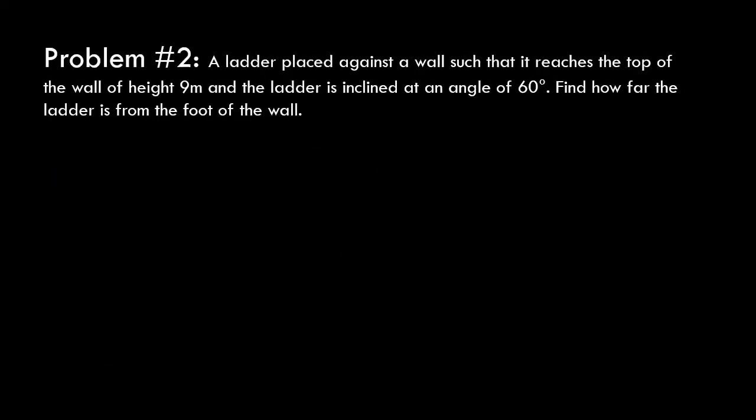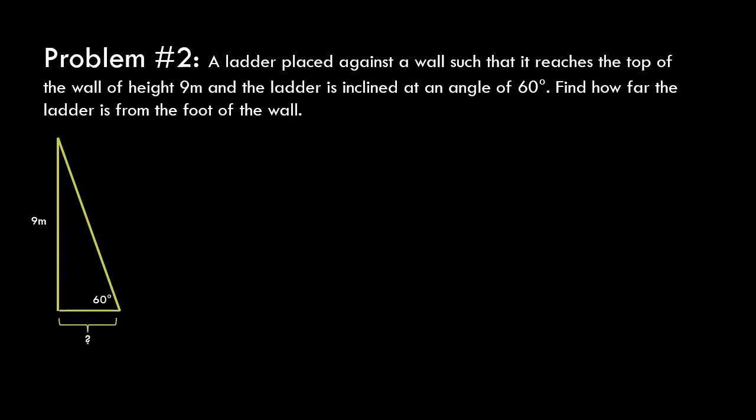A ladder is placed against a wall such that it reaches the top of the wall of height 9 meters. And the ladder is inclined at an angle of 60 degrees. Find how far the ladder is from the foot of the wall. So in a wall measured 9 meters high, a ladder is inclined at an angle of 60 degrees. So when we say inclined, it means that it is leaning. So the ladder is leaning to the wall, and it makes an angle of 60 degrees. So what we are going to find is how far the ladder is from the foot of the wall.